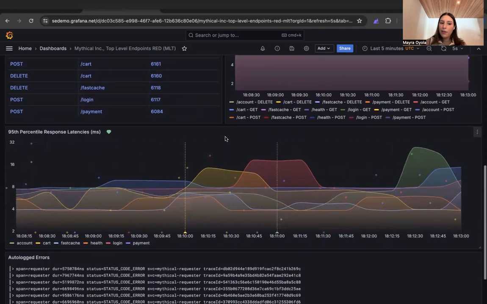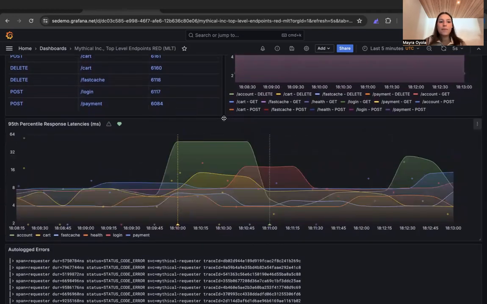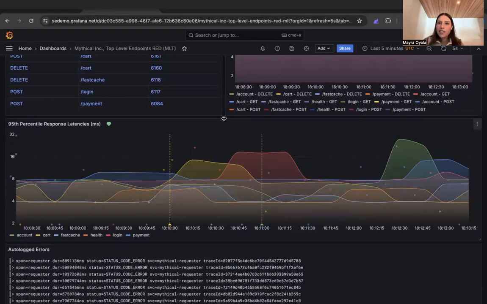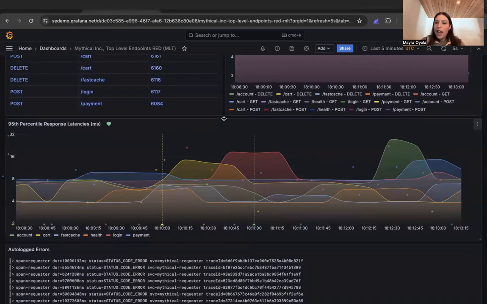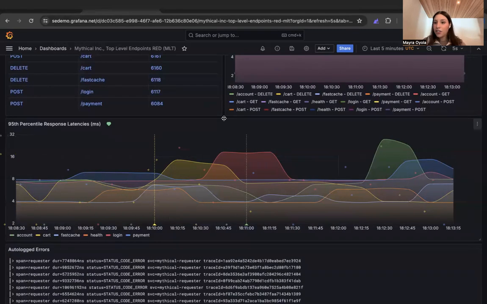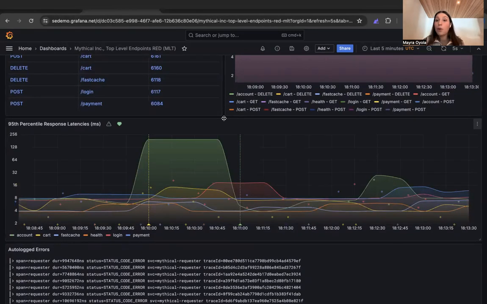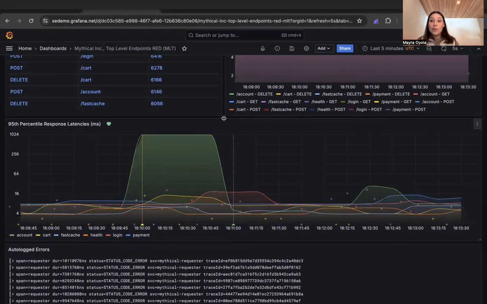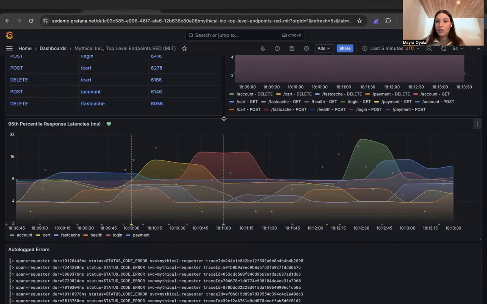The last panel that I wanted to point out here is the 95th percentile response latencies. A couple of things that I wanted to note about this panel. As far as best practices go, having latency is something that we're going to want to do based on percentiles and not average. For lack of a better word, we don't really want to concern ourselves with what the average user is experiencing per se. But what is impactful is to say, okay, 95%, 99% of your users are experiencing this kind of performance, right?